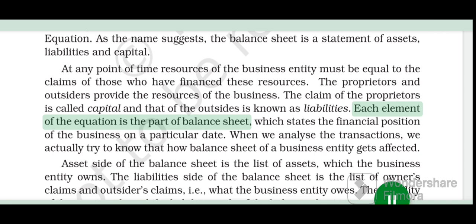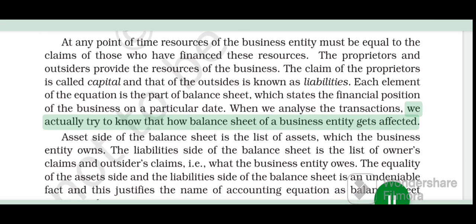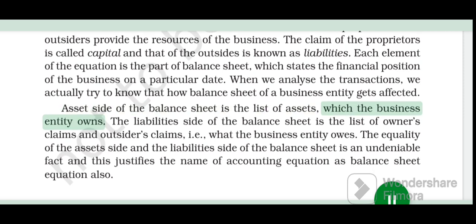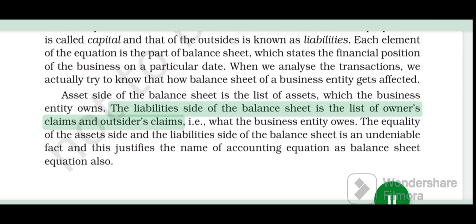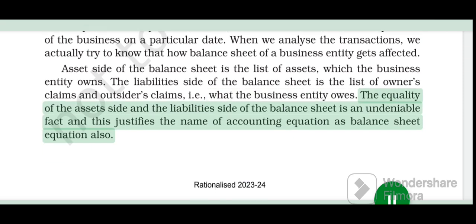Each element of the equation is the part of balance sheet, which states the financial position of the business on a particular date. When we analyze the transactions, we actually try to know how the balance sheet of a business entity gets affected. Asset side of the balance sheet is the list of assets, which the business entity owns. The liabilities side of the balance sheet is the list of owners' claims and outsiders' claims, i.e., what the business entity owes. The equality of the assets side and the liabilities side of the balance sheet is an undeniable fact and thus justifies the name of accounting equation as balance sheet equation also.